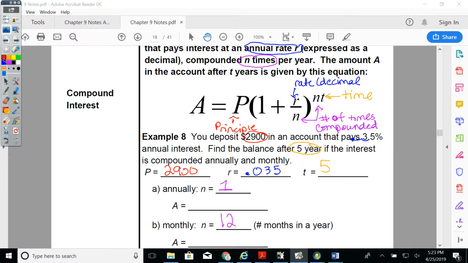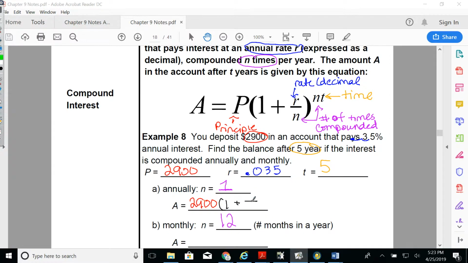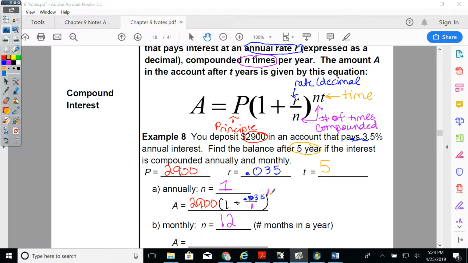So writing the formula out, and then we'll plug it all in the calculator. So P is 2,900 times 1 plus R over n, which would be 0.035 over n. Here n is 1, which we really don't even need to write because anything divided by 1 is itself. And in the exponent, we're going to multiply the number and the time. So the number is 1, and we're going to multiply by the time that it wants, which is 5. So from here, I'm just going to type all of this in the calculator and get my final balance after 5 years.